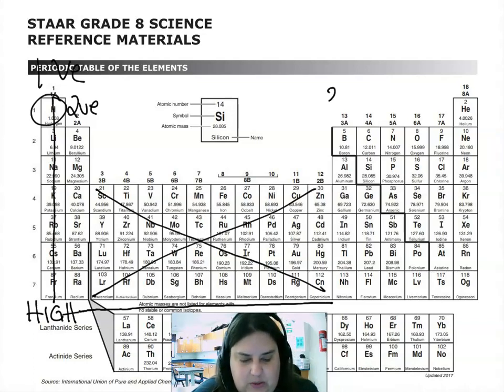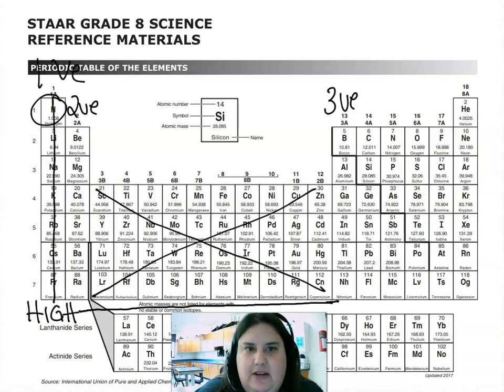Group 13 is going to have three valence electrons, and again, it's going to have less reactivity than group 2. Group 14 is going to have four valence electrons, and it's going to have the lowest reactivity of the elements on the periodic table that will react. And then reactivity is going to start getting high again as we move across.